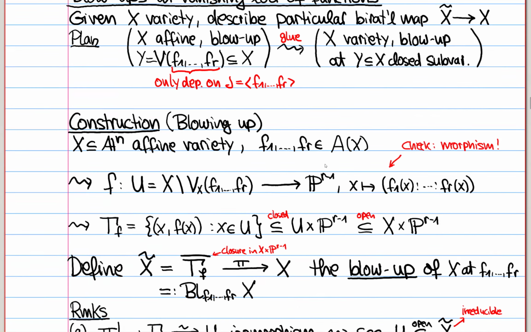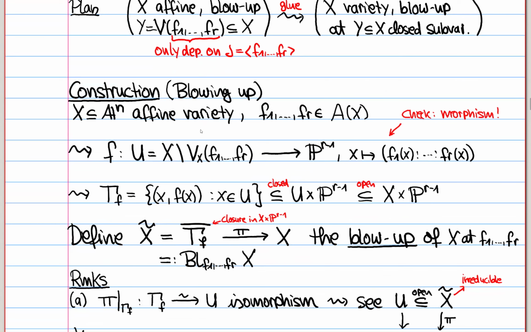So this is the next construction. And there we say if X is an affine variety and f1 up to fr are functions on X, then, well, first of all, we can look at U, the open subset where not all of these functions vanish simultaneously. And then on this U, we claim that we have a morphism from U to the projective space P^(r-1), which sends x to this vector where you record these r functions, but now you see it as an element of the projective space P^(r-1).